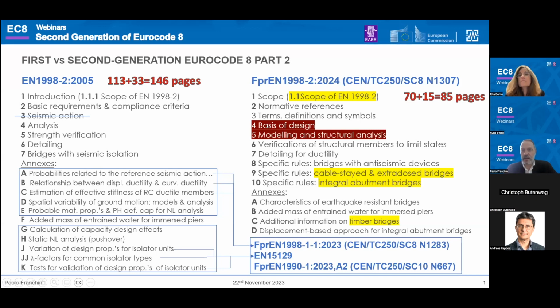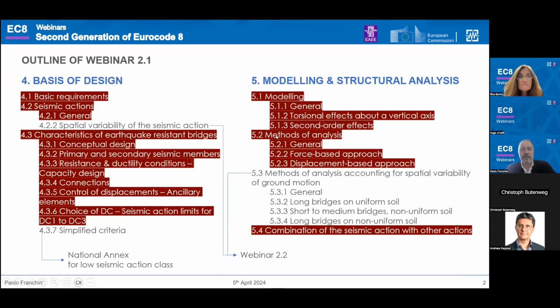Today, in this first webinar, I will talk about clauses 4 and 5, which are presented here. Basically the basis of design and modeling and structural analysis. I would say about all of it, with the exception of whatever concerns spatial variability of the seismic action and the methods of analysis accounting for this very important phenomenon for extended in-plan structures like bridges. This is an area where major changes happened with respect to part 1.1 and part 2 first generation, and they will be the object of a specific webinar by Professor Sextos.